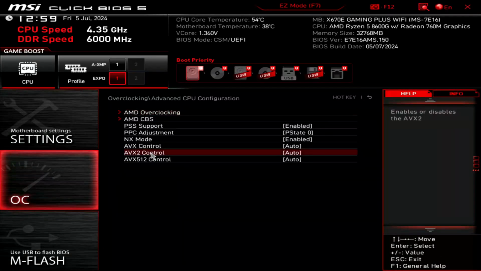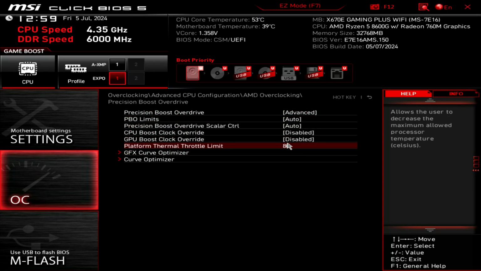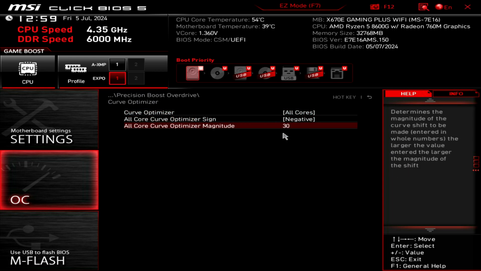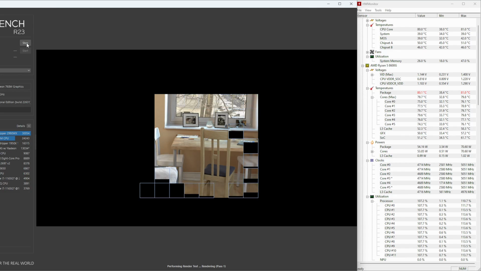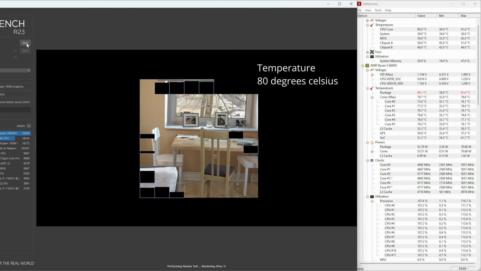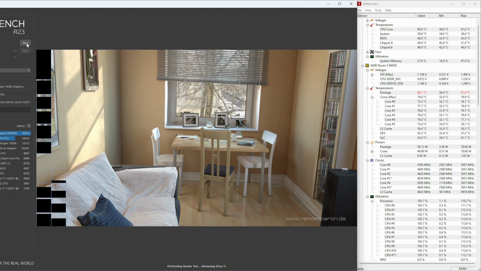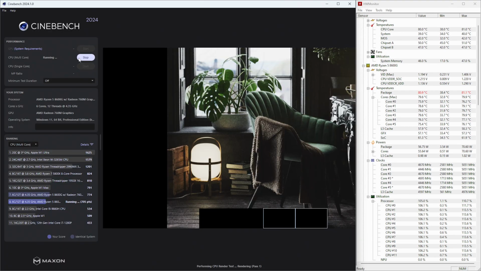Doing some underclocking with the curve optimizer, setting it to negative with a 30 increment. The Cinebench results are even higher than with the default BIOS setting.